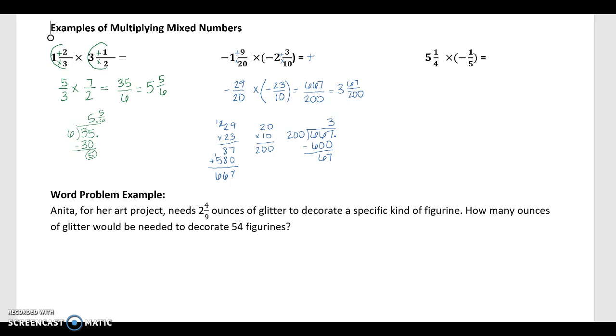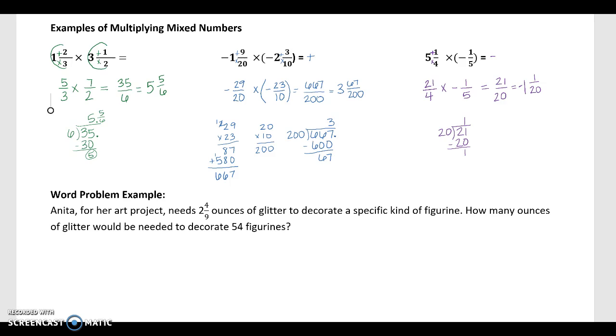Okay, so I went ahead and did top in, bottom out. So I got a whole number of 3, and then my remainder is 67 over 200. I've been thinking a lot about 67, and I know that 1 through 11 don't go into it, 12 doesn't go into it. So I think this is a prime number, and I think that this is actually in simplest form. Alright, so you guys definitely press pause now, and I want you to try the last one on your own.